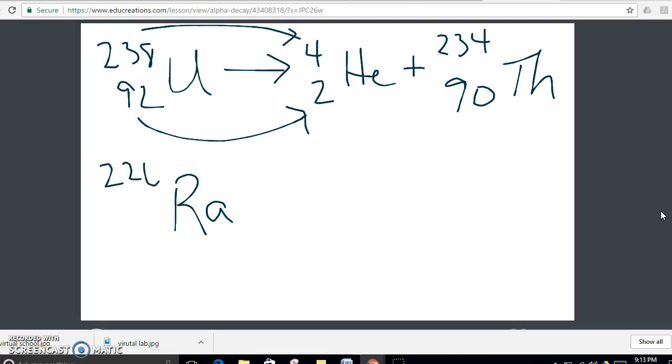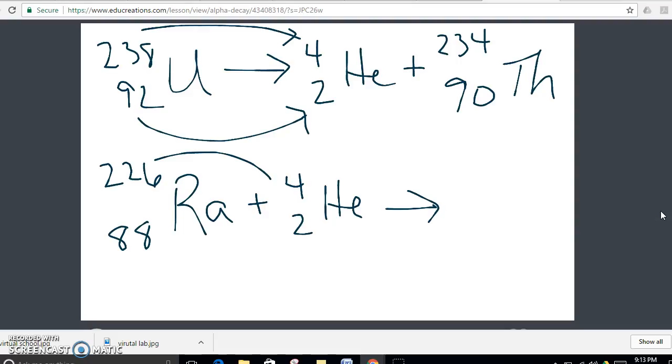So radium-226, if I look on the periodic table, radium has 88 protons. I'm going to show it gaining an alpha particle. In this case, instead of subtracting, I'm now going to add. 226 plus 4 is 230, and 88 plus 2 is 90, and I end up with a different isotope of thorium. So this would be thorium-230, whereas the one on top is thorium-234. This one would be thorium-230, but they're both thorium.